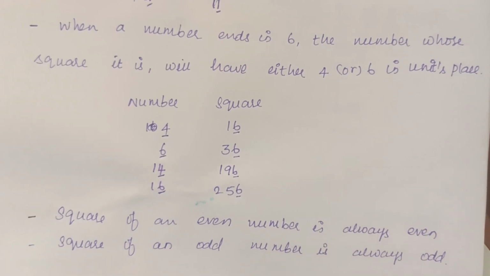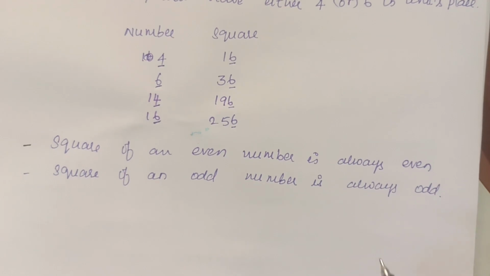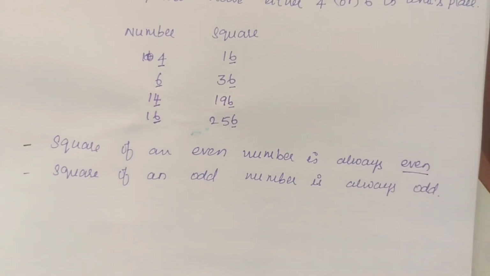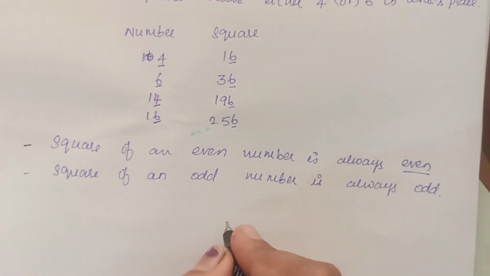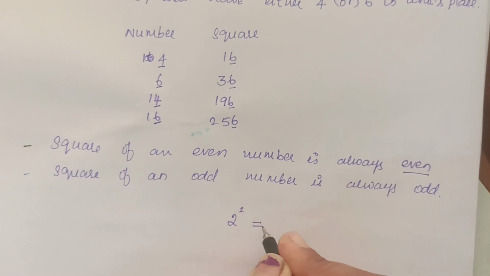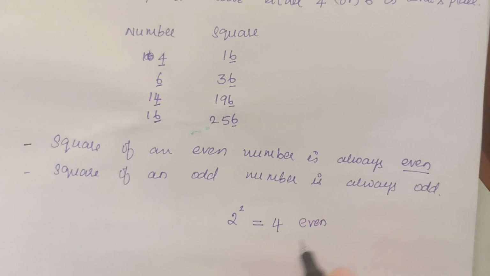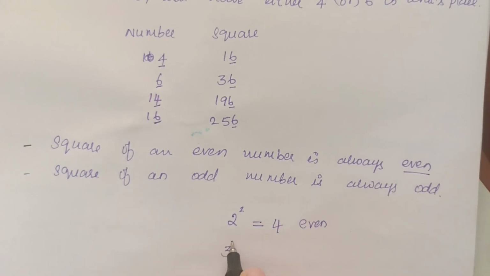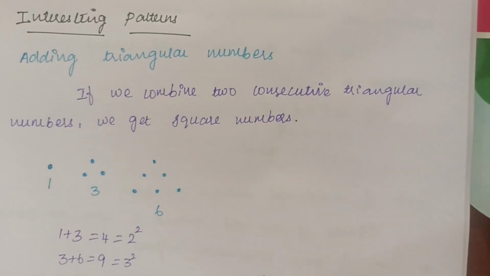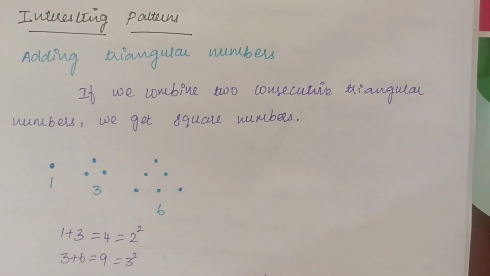Then next property: the square of an even number is always even, and the square of an odd number is odd. Suppose we take 2 square, 2 is an even number, the square of 2 is 4. So this is an even number. And if we take 3 square, this is an odd number, so the square of the odd number is odd again. So the square of an even number is even and of an odd number is odd. Here we have some interesting patterns, and the first one is adding triangular numbers.